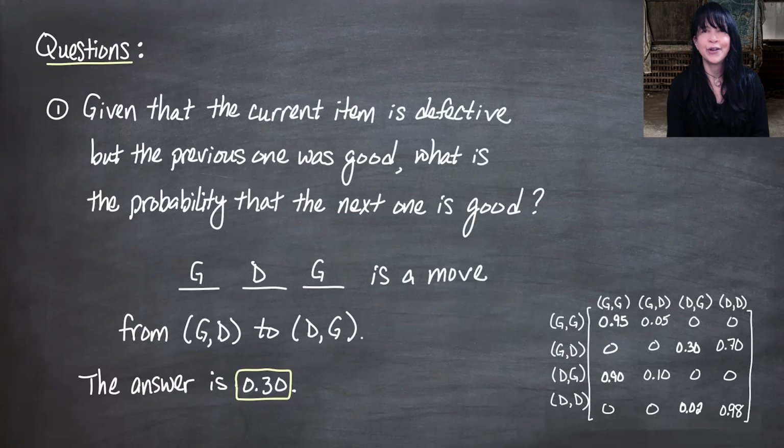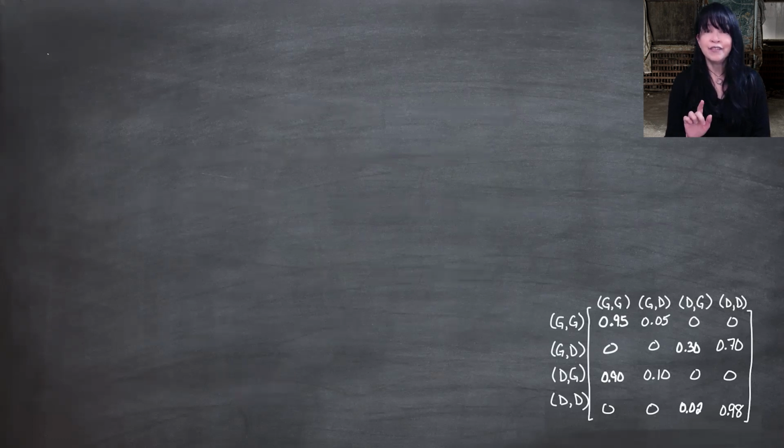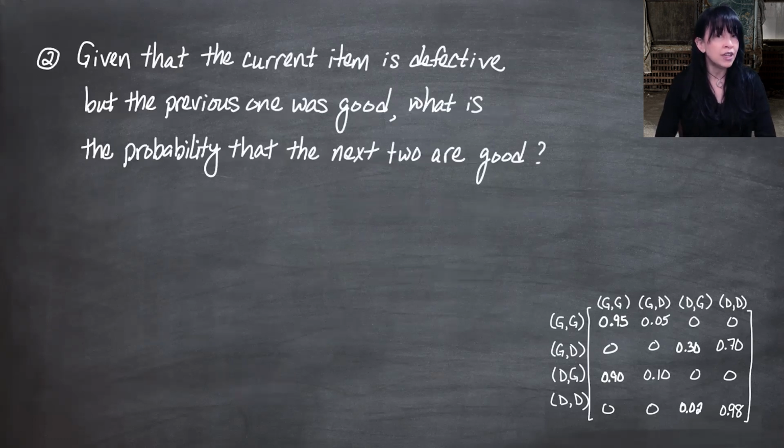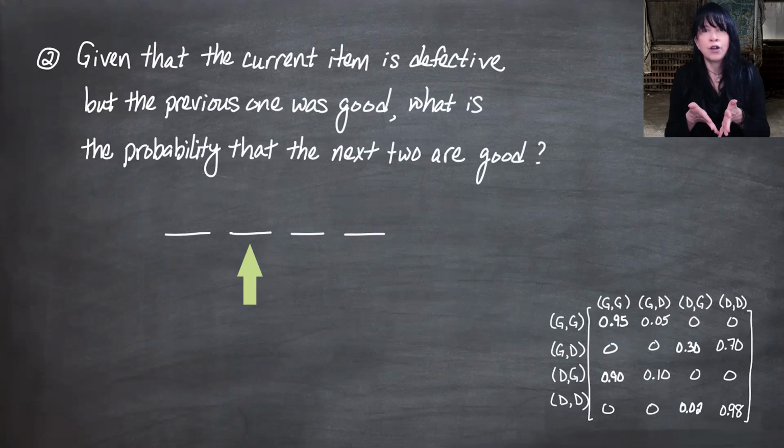So I have another question for you. If the current item is defective, but the previous one was good, I now want to know the probability that the next two are good. Let me try to draw some positions corresponding to maybe a current item right here.